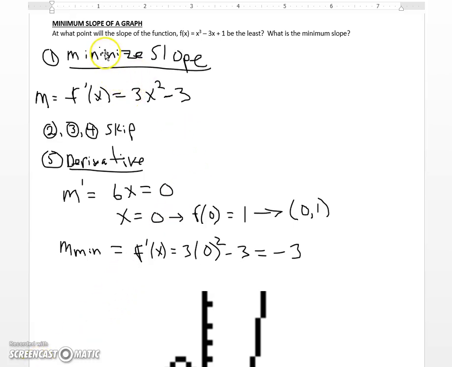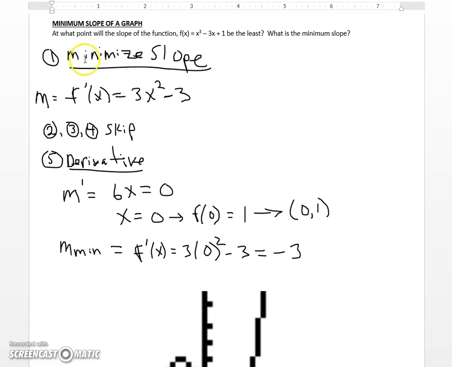In this optimization problem, we want to determine the minimum slope of a graph. At what point will the slope of the function x cubed minus 3x plus 1 be the least? What is the minimum slope?